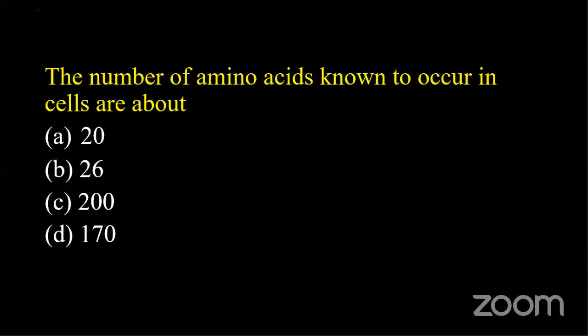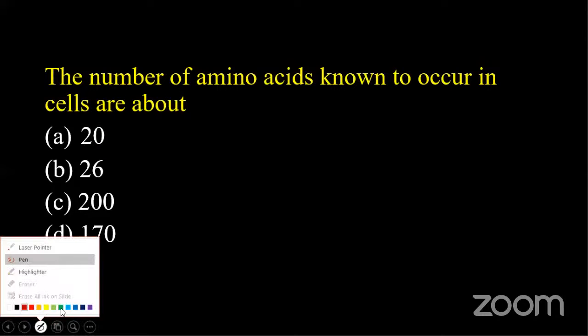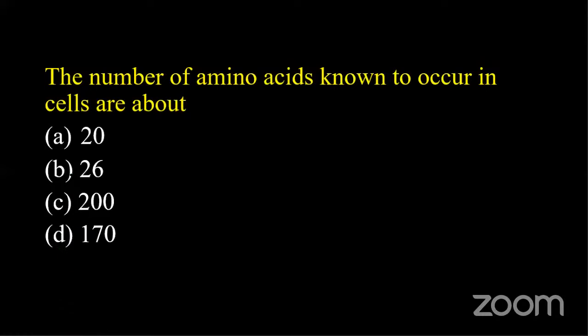82% chose option A, 11% B, 4% C, and 3% D. I'm stopping sharing the results. And yes, as you chose, most of you chose A, and on YouTube also, everyone chose option A only. The correct answer is option A. Even though several kinds of amino acids are present, the most important protein-forming amino acids are only 20 in number.